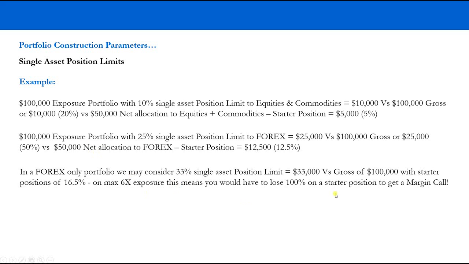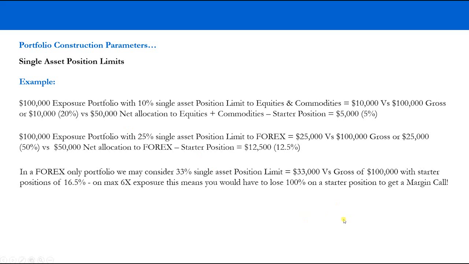So if you remember earlier when we were looking at our exposure rate tables in risk management and looking at the levels to receive a margin call, this would mean that you'd have to lose 100% on a starter position, which is close to impossible.